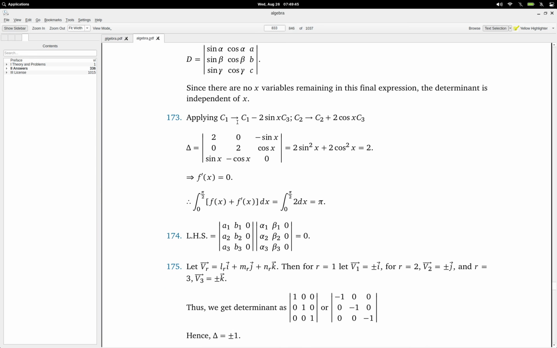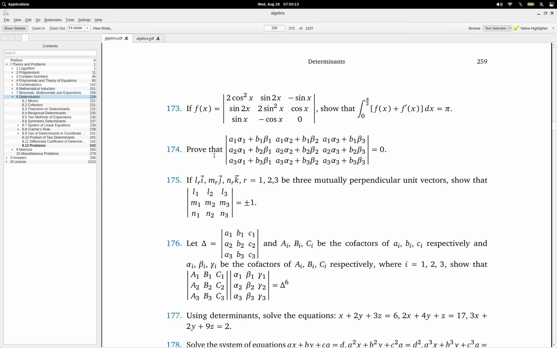So we perform C1 is equal to C1 minus 2 sin x C3 and C2 is equal to C2 plus 2 cos x C3. So we have this determinant and it will eventually come out to be 2. So it's a constant and f dash x will be 0. So this becomes 2 dx between limits 0 and pi by 2, and the answer is pi.